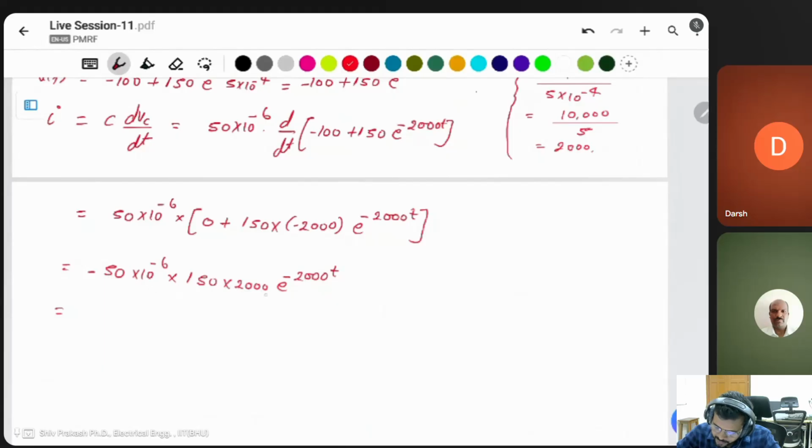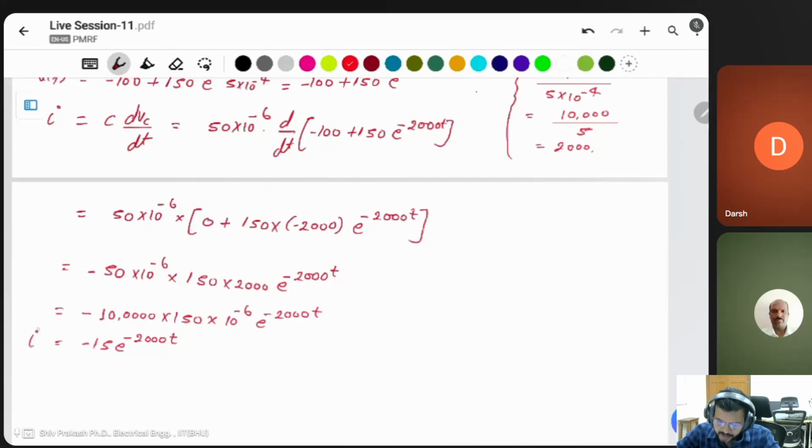2000 into 5, this will be 1 2 3 4 5. 5 into 2 is 10, 10 to the power 6 and 10 to the power... okay, I'll write it once again. 5 into 2 is 10, then 1 2 3 4 0, 3 4 0 into 150 into 10 to the power of minus... e to the power of minus 2000 t. This will be 1 0 2 3 4 5 and this 6 will be cancelled out, minus of 15 e to the power of minus of 2000 t.